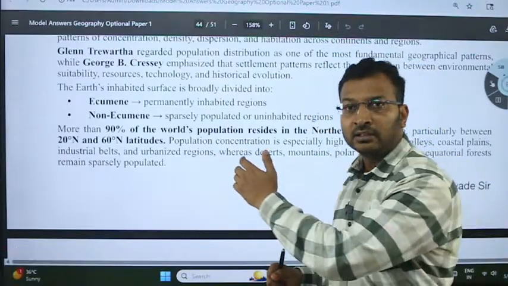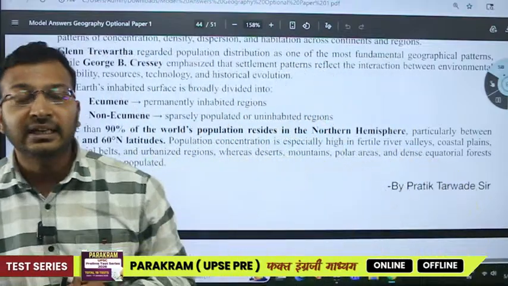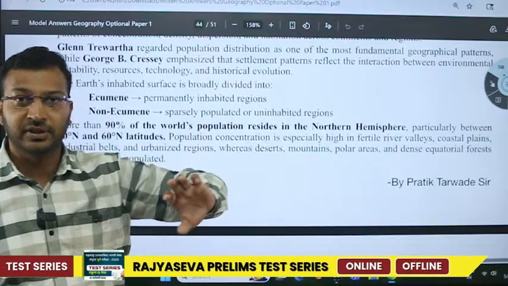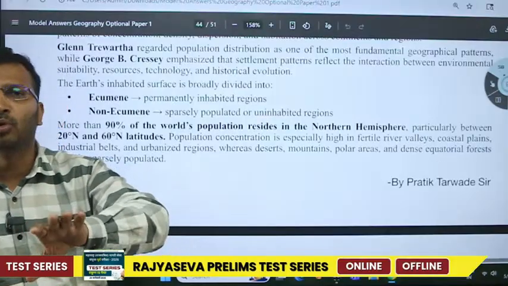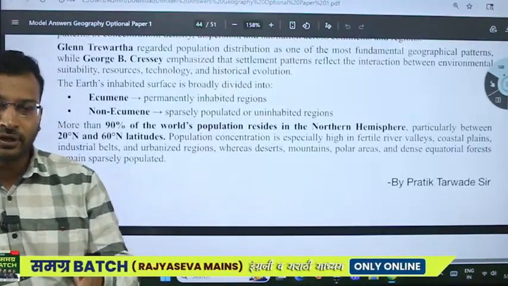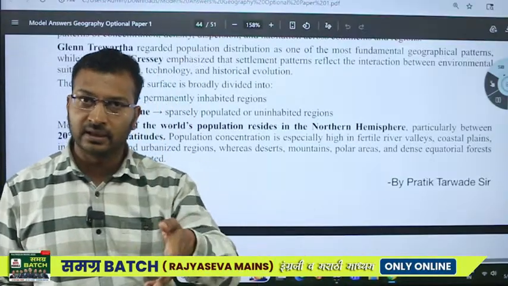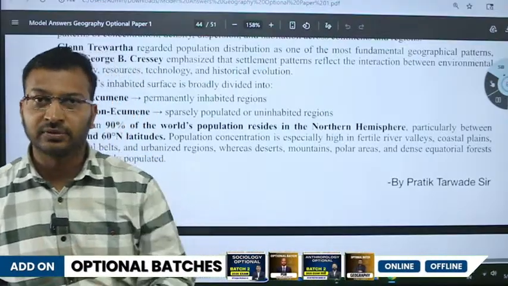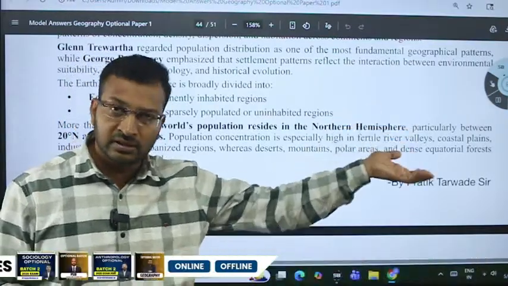If you look at the distribution of population around the surface of the Earth, you will see that almost 90% of the population is residing in the northern hemisphere, and that too within 20° and 60° latitude, that is mostly in the temperate regions. For example, in India most of the population is present in Uttar Pradesh, Bihar, West Bengal, and then just next to it we have an important neighbor, Bangladesh. Then here we have Pakistan.